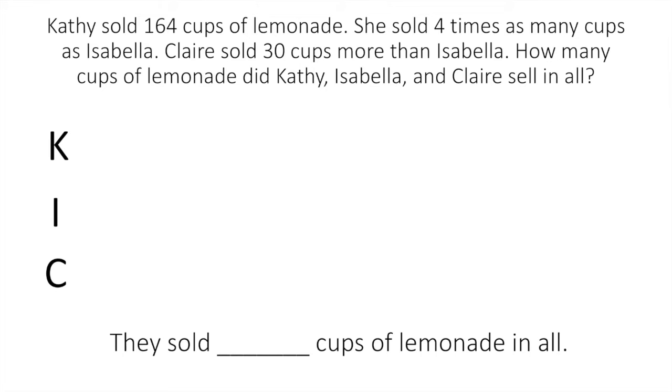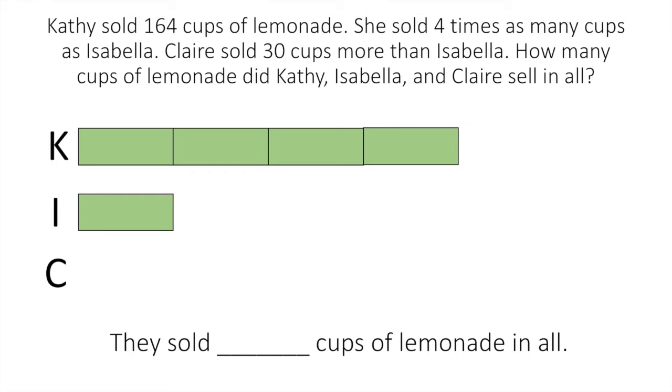Now I can fill in information as I go. It says Kathy sold 164 cups of lemonade. And I know that she sold 4 times as many cups as Isabella. So if Isabella has 1 unit, Kathy will have 4 units. And we're told that she sold 164.